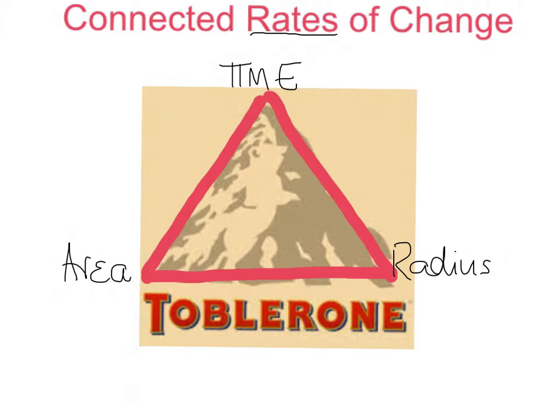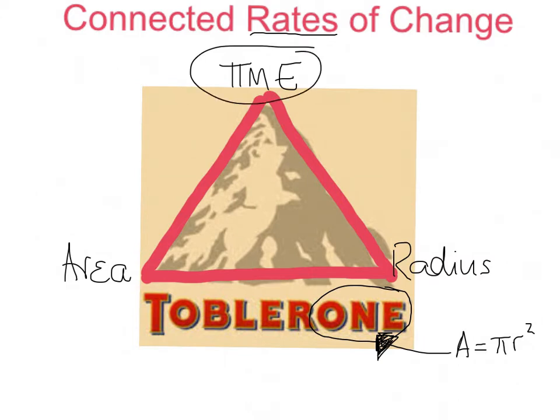Now, the top of this triangle will always be time. The bottom of this triangle you do on your own. You connect up the area and the radius. If it's a circle, that would be area equals pi r squared. You do that on your own, Toblerone on your own. Toblerone is a triangle, so remember to write down this triangle. You've got time at the top, and then your two things that are changing and connected, your area and your radius. You do that connection on your own, and then you can differentiate it really easily on your own.